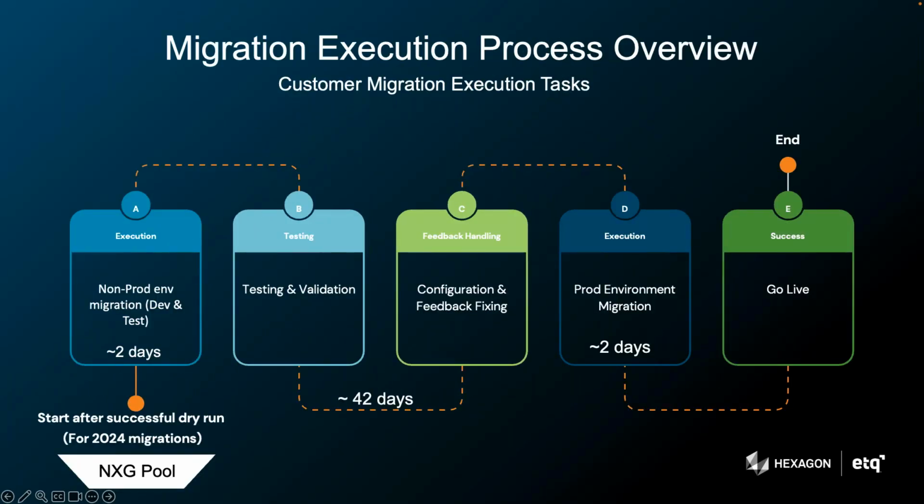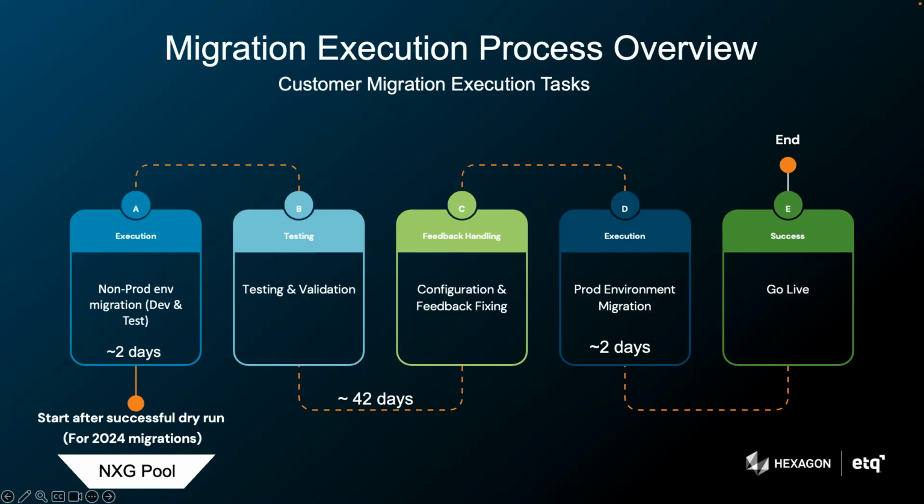Here is another view that explains how the execution process looks like. NXG pool includes the customers that we completed all prep work for them and ready to migrate to NXG. Hope all of our customers in this webinar will be on that pool soon. We will then perform a dry run on these customers, which we offer for the migrations that happened this year. If the dry run was successful, then we go ahead and schedule the migrations for non-production and production environments and notify the customers with the dates.